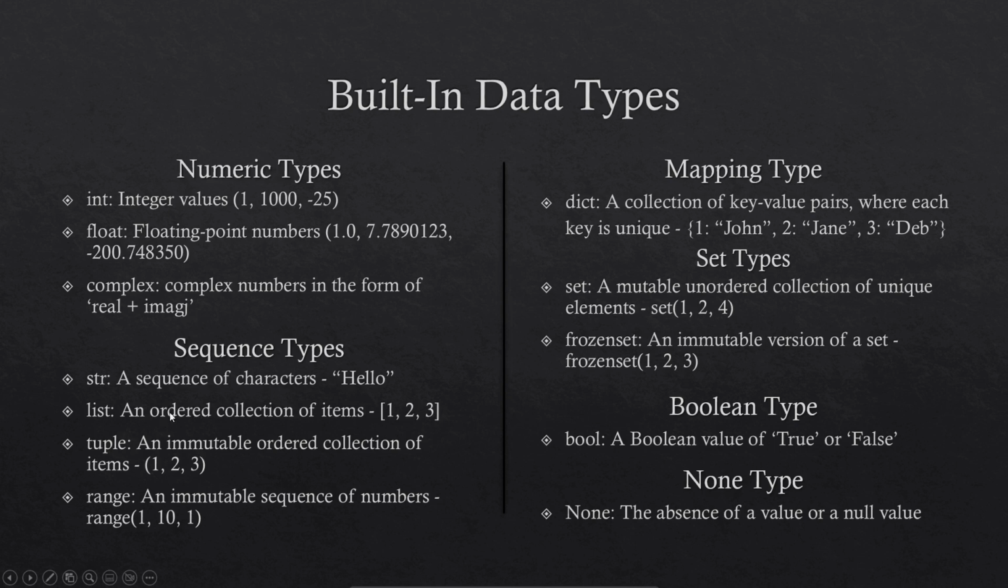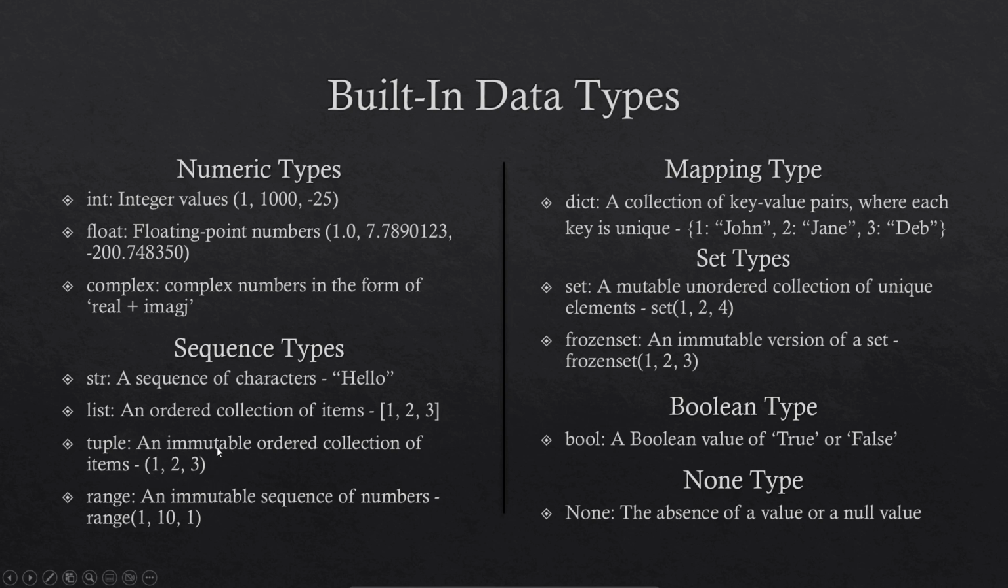And you'll see the word ordered here, meaning that these are accessible by their index. Python is a zero-indexed language, meaning the first element in the list is index 0, then index 1, index 2, and so on. A tuple is an immutable ordered collection of items.